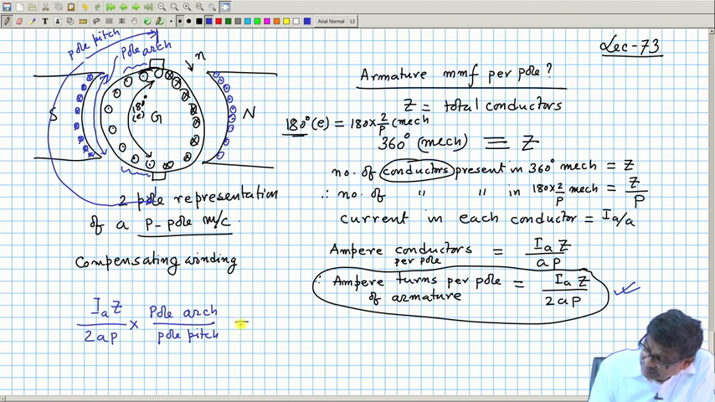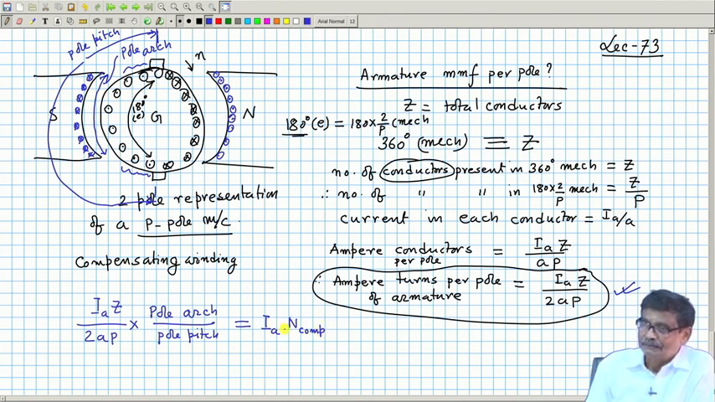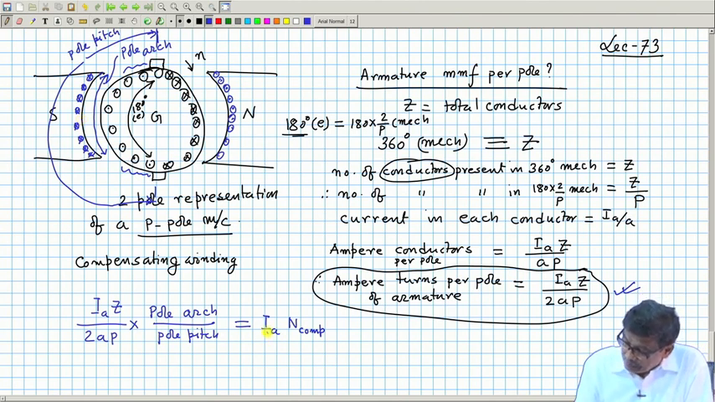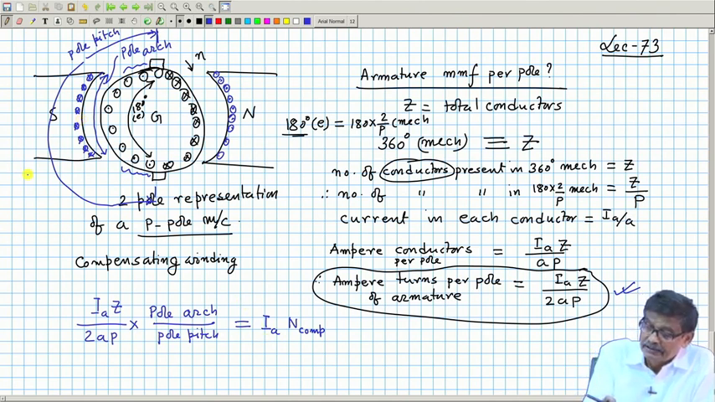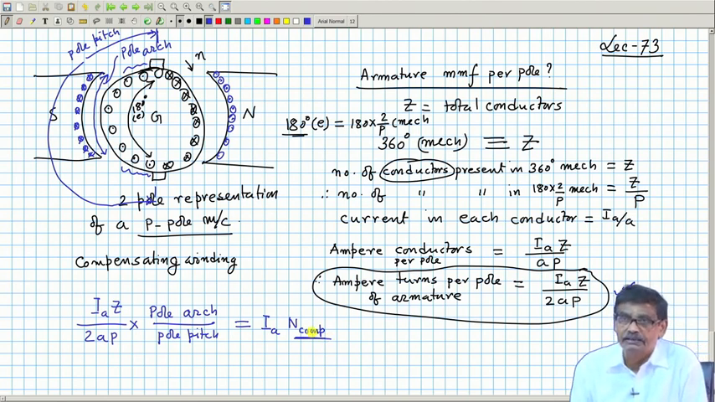So, this is the thing: while designing, how many turns should this compensating winding have? I should make it equal to I_A into N compensating. Got the point? The armature conductors per pole, because I will connect the compensating winding in series with I_A, and therefore I will be able to calculate what should be the number of turns of the compensating winding. That is the whole idea.